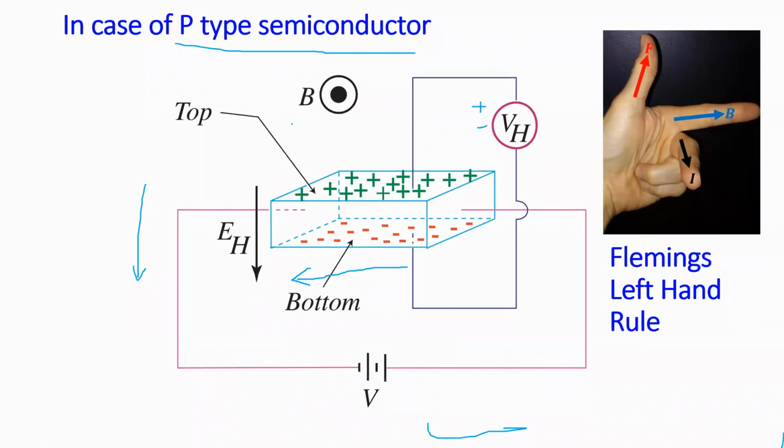Under the effect of magnetic field, what happens? They will align themselves to the opposite faces. Suppose this is a p-type semiconductor. So in this, what happens? More holes on this surface. Electrons are fewer, so they will be there.